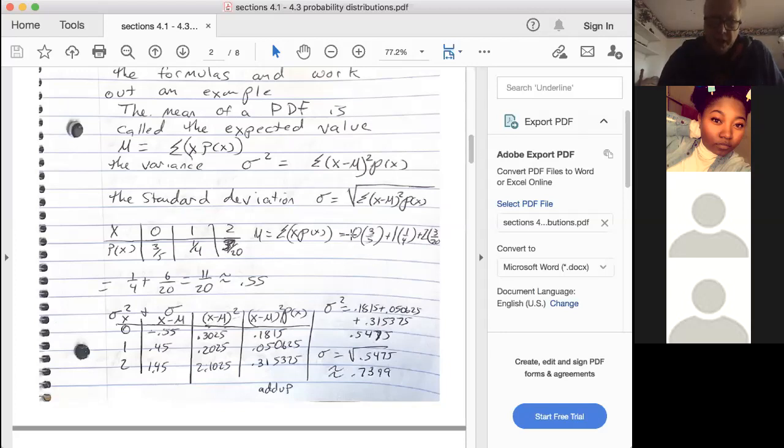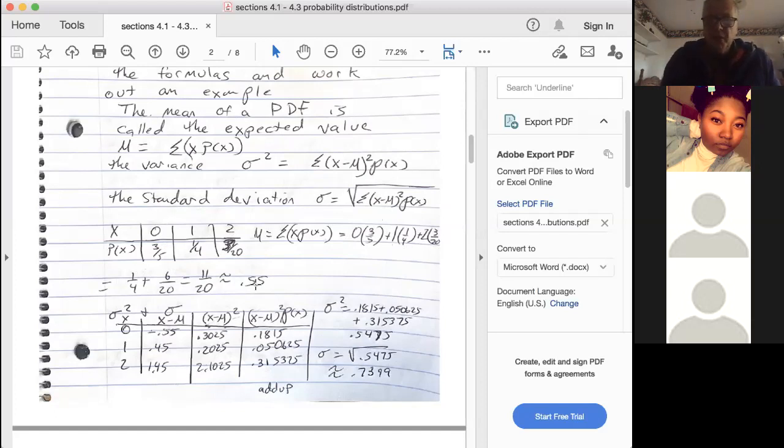So I take X and multiply it with its corresponding probability. I'm going to take 0 times 3/5, plus X times the corresponding probability, 1 times 1/4, plus X times the corresponding probability, 2 times 3/20. So that's what you see here. That's going to add up to 1/4 plus 6/20, because this part's going to drop out, multiplied by 0, and we get 0.55.